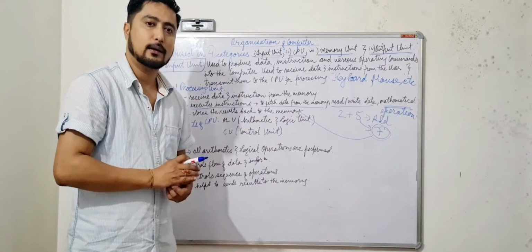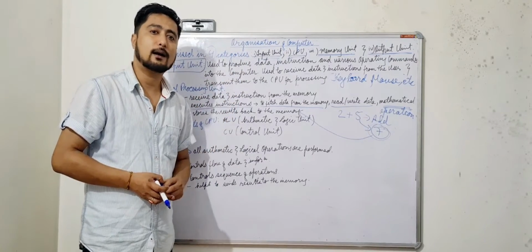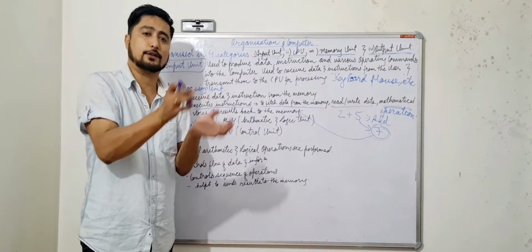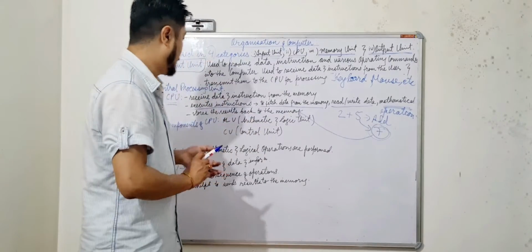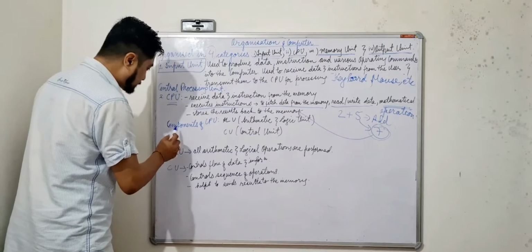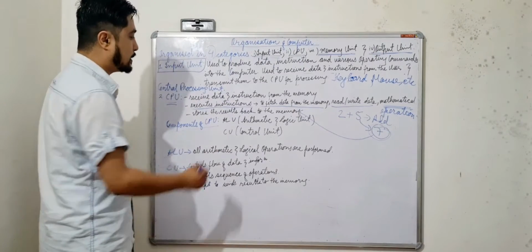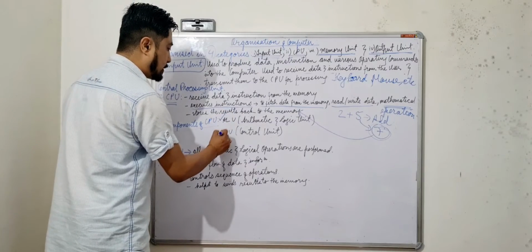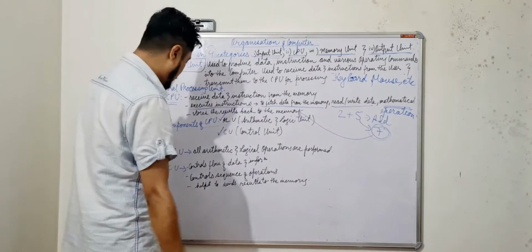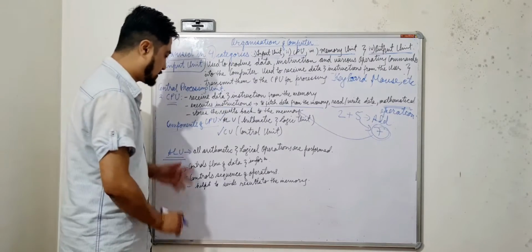Before doing the processing part, first the data or the instruction has to be stored in the memory. And again, this central processing unit or CPU has two components. So what are the components of CPU? The number one is ALU and the number two is CU. What is this ALU? ALU is known as the arithmetic logic unit.